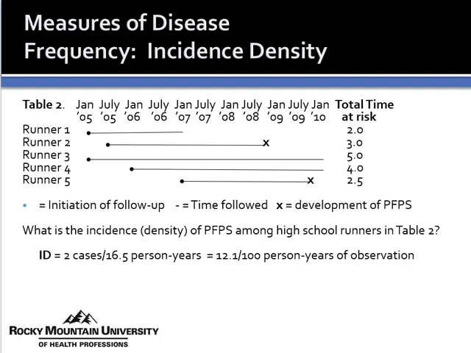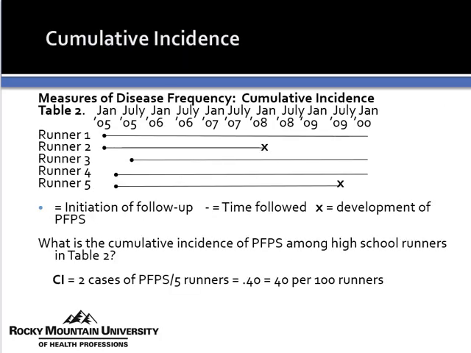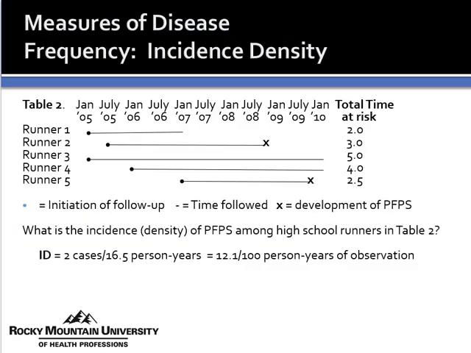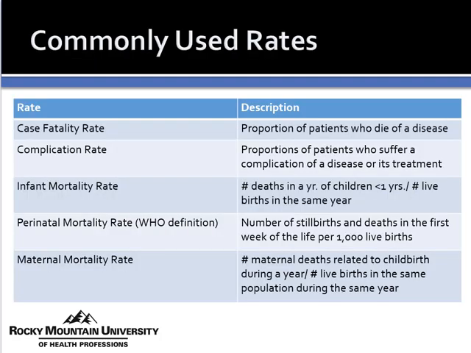So 12.1 developed patellofemoral pain syndrome per every 100 person years of participation versus 40 per 100 runners. Quite a different data set, isn't it? Or a different risk magnitude. There's some commonly used rates like case fatality rate, complication rate, infant mortality rate, and so forth.